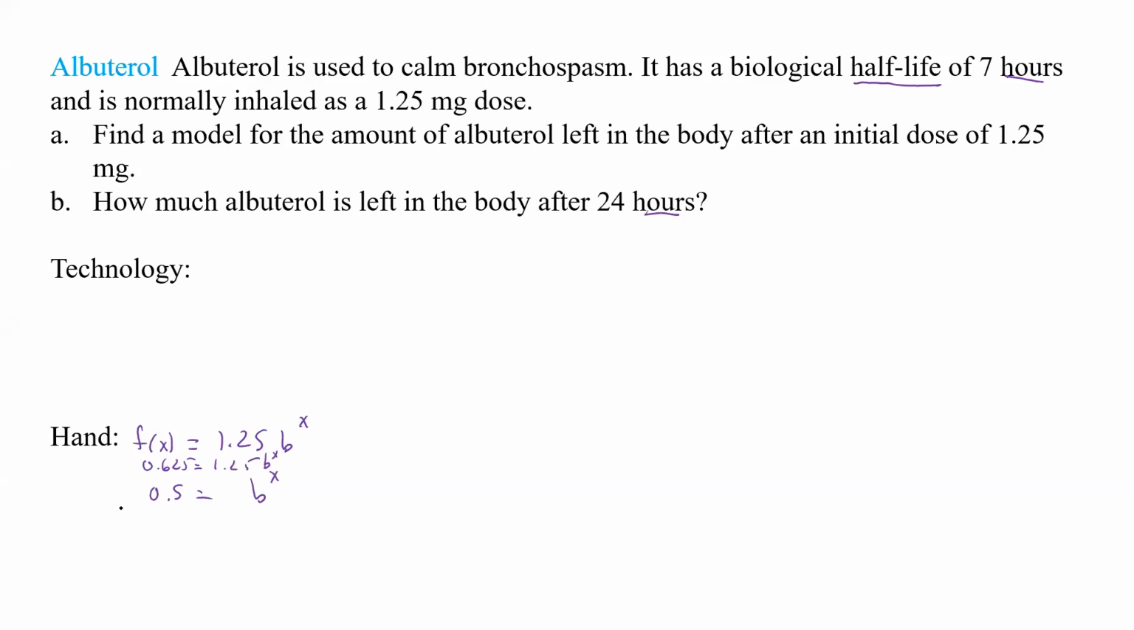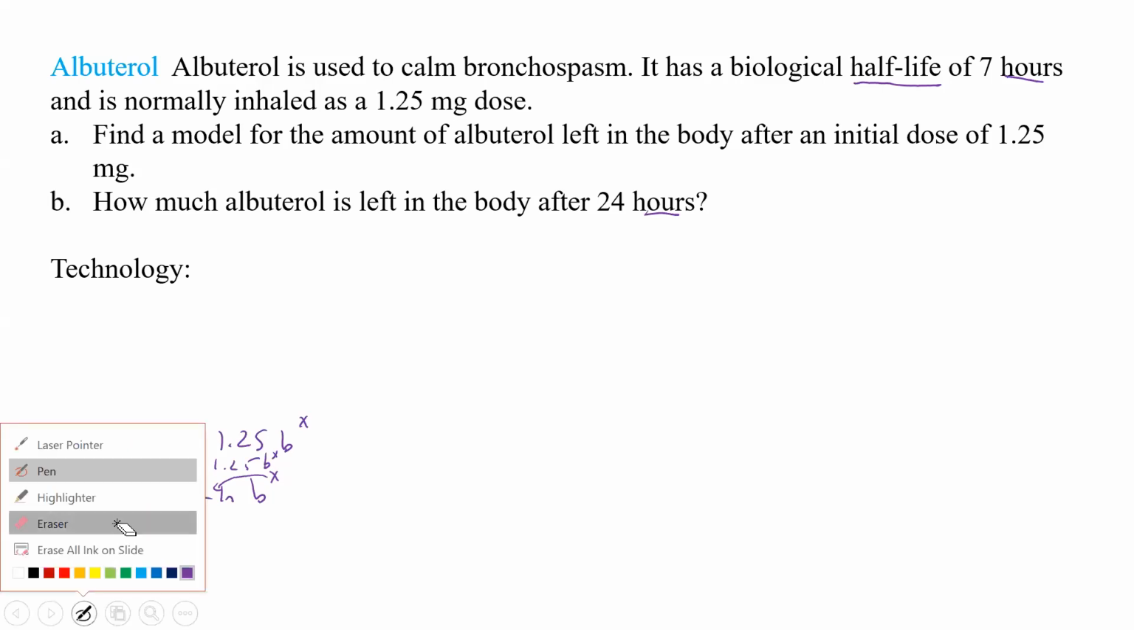So again, we need to solve for b. So again, we have to take the ln of both sides. That brings down the x. Oh, and then we already were given x, so I guess we're not having x anymore. It should be a 7, sorry.